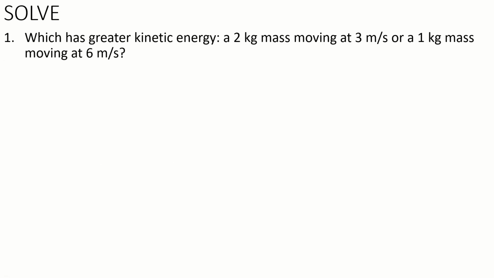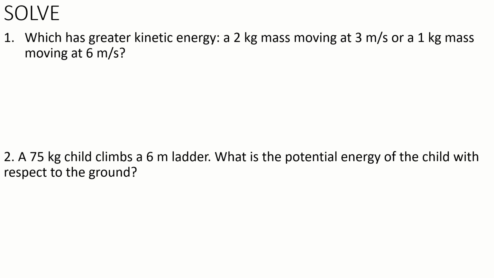So, let's try to solve problems para mas madaling maintindihan natin yung GPE and KE. Okay, so which has greater kinetic energy, a 2 kilogram mass moving 3 meters per second, or 1 kilogram mass moving at 6 meters per second. So here you have different masses, but they also are traveling at different speeds. So let's see, kung mas mabigat ba and medyo mabagal, mas mataas yung kinetic energy, or pag mas magaan at mabilis, mataas yung kinetic energy.